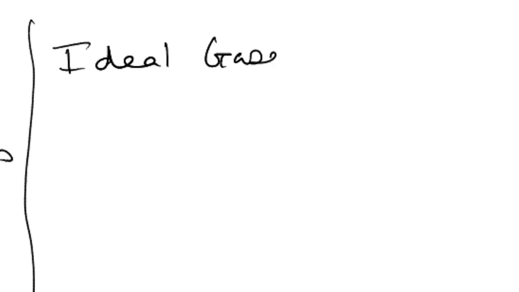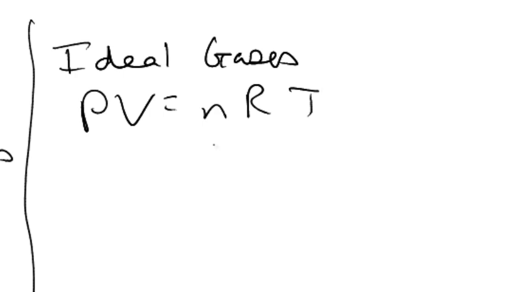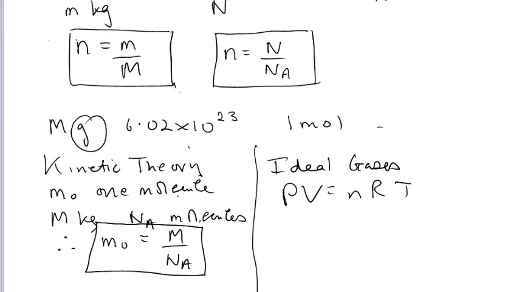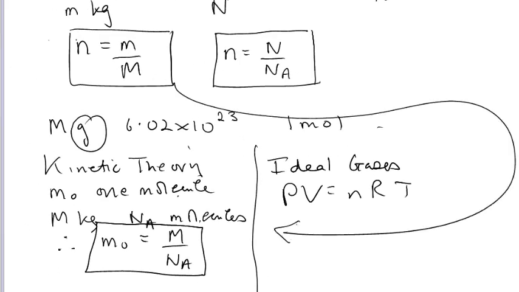The other place it comes into play is in ideal gases, where you have an equation PV equals nRT. And when you need to know the number of kilomoles of a gas, what do you do? This is what you do. You use that equation. You get the mass of the gas, you know the molecular mass, and then you can find out the number of kilomoles. And then you're done.